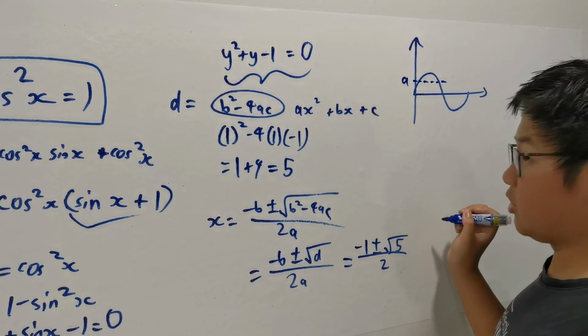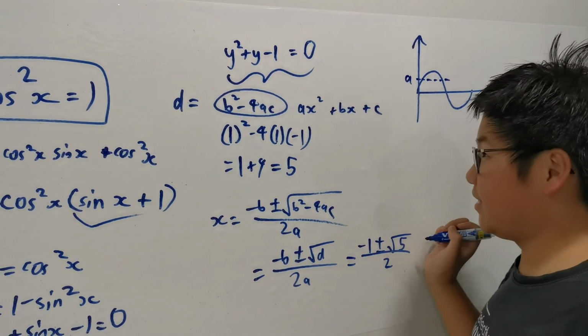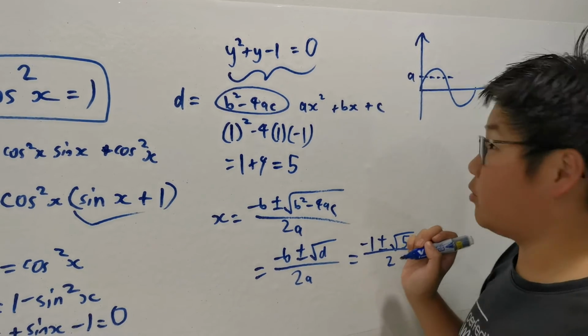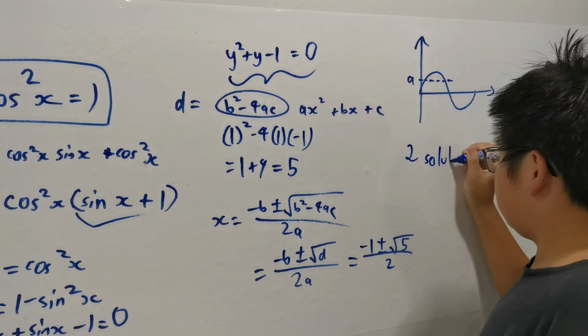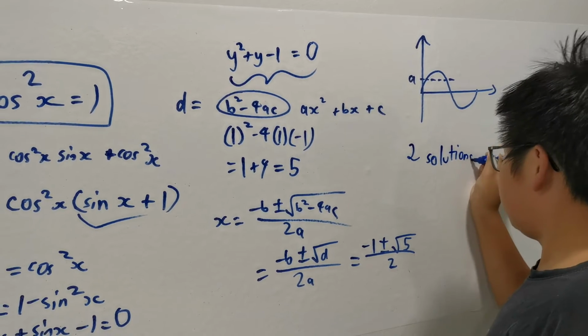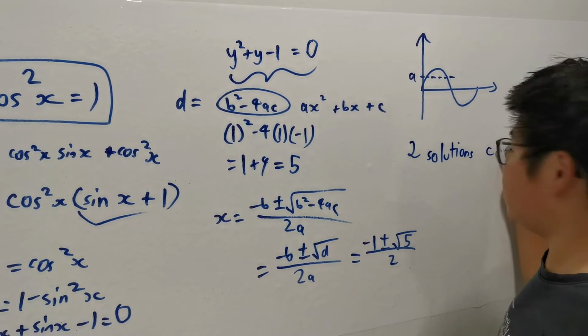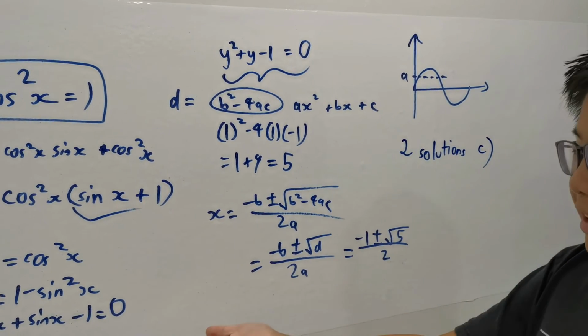And we notice that it crosses the sine curve at 2 points. So there are 2 solutions to the equation. We write that down, which is option C. There you have it.